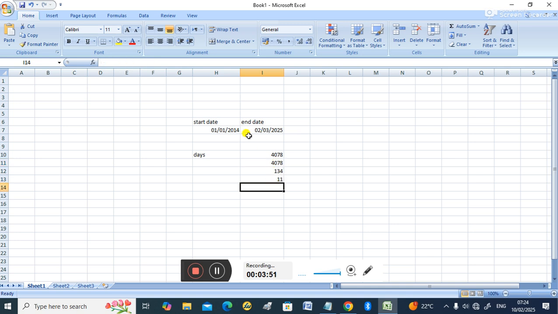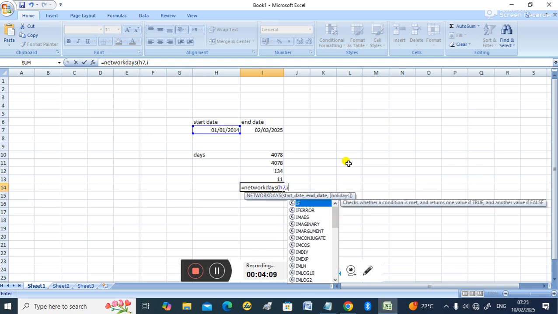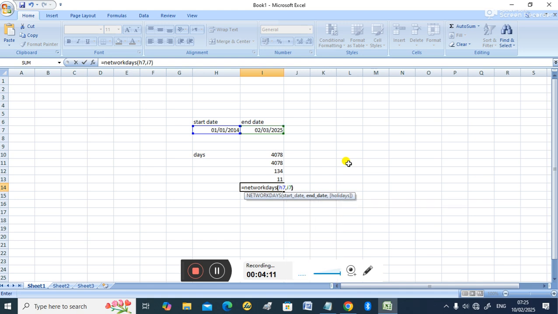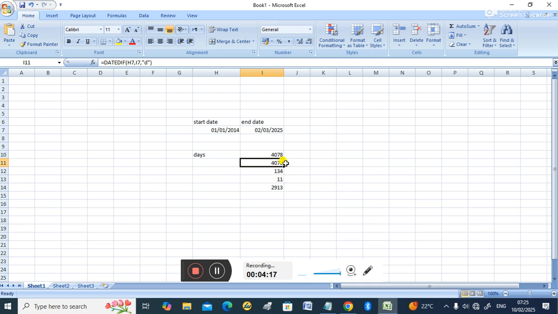Then of course we can also find the number of working days between these two dates, that's excluding Saturdays and Sundays, which are weekends. So we can type equal to NETWORKDAYS, then you specify the first one H7 comma I7, enter. So the system tells us that even though we have 4078 days, the real working days is 2913.